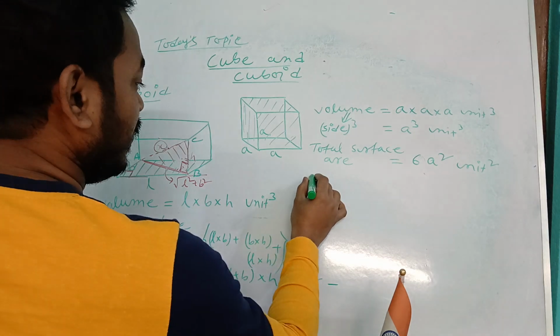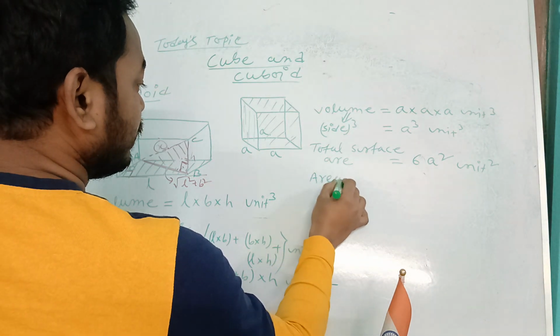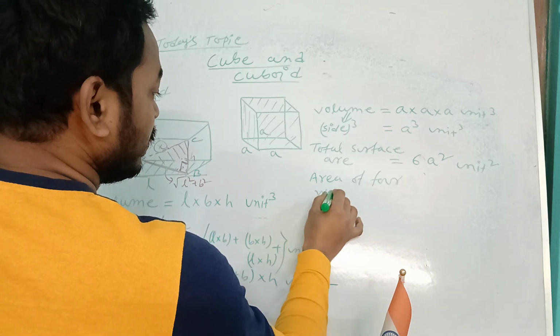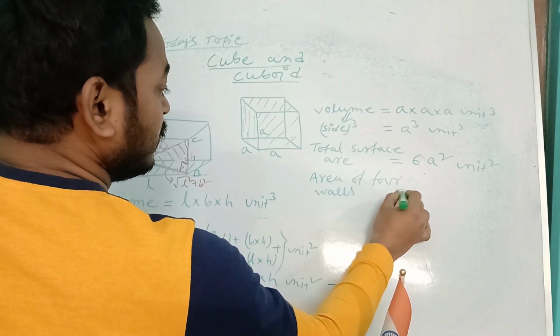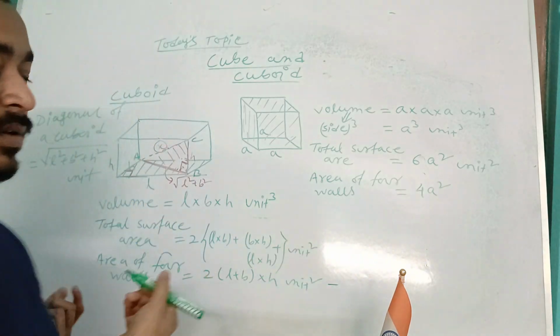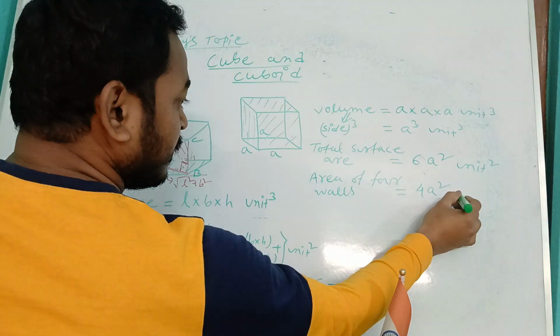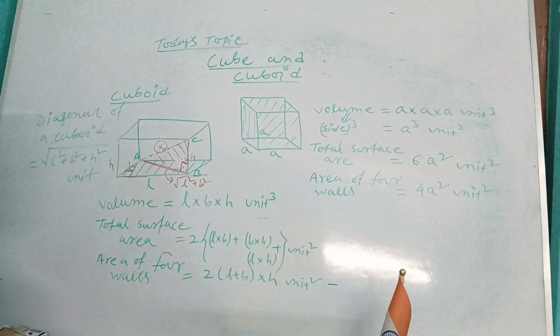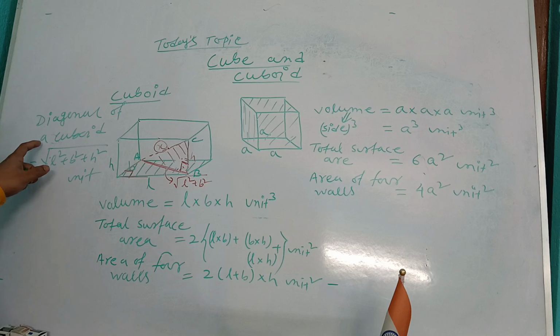So simple, area of 4 walls is equal to, what? 4a square. Each wall is a square. So 4a square unit square. Done. Next diagram.